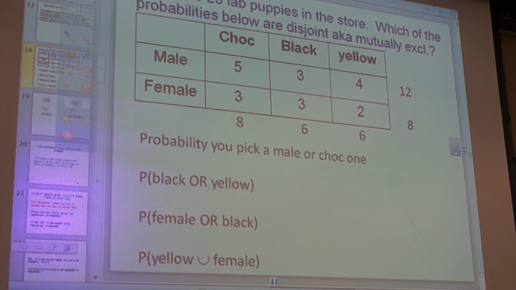Well, male and female are. And then all the colors are also mutually exclusive. Yeah, color and, like, from each other.